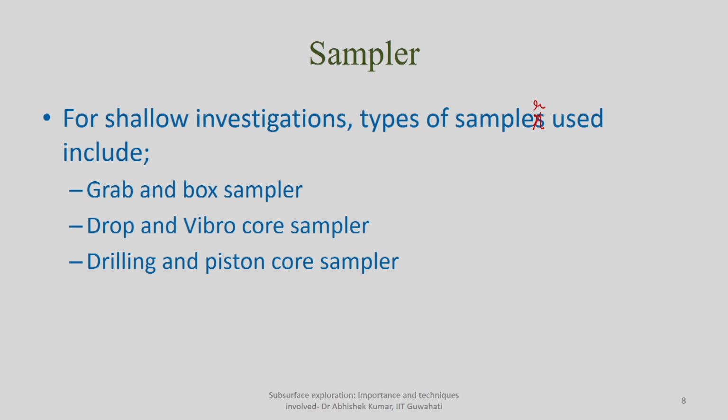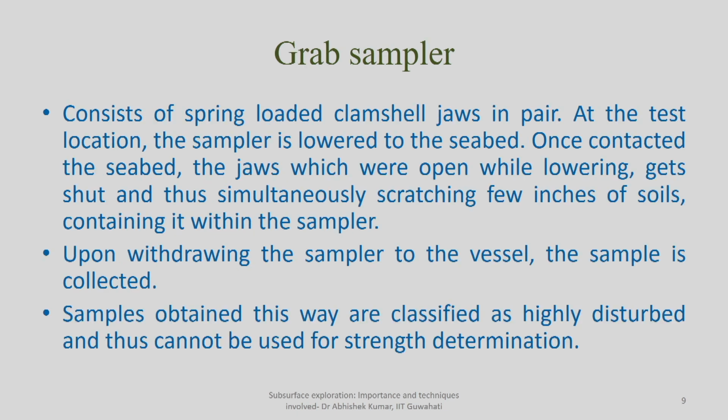The types of samplers used include the grab and box sampler, the drop and vibro core sampler, and then the drilling and piston core sampler. These are primarily the samplers used for sampling from shallower depth. Now let us see what the grab and box sampler is about. For the grab and box sampler, the basic phenomenon remains the same, but the way it collects the sample varies between the grab and box sampler.